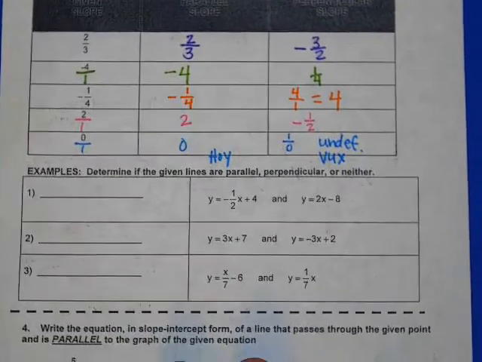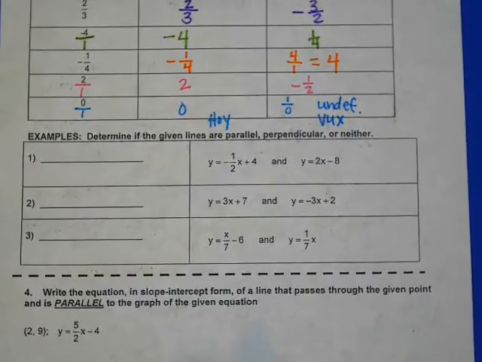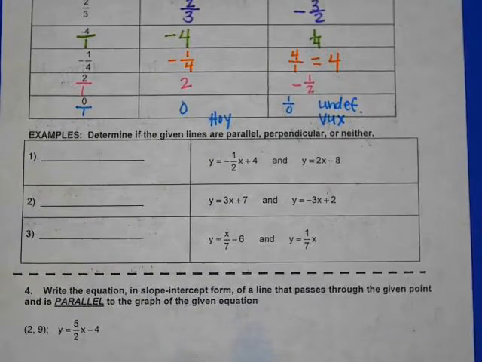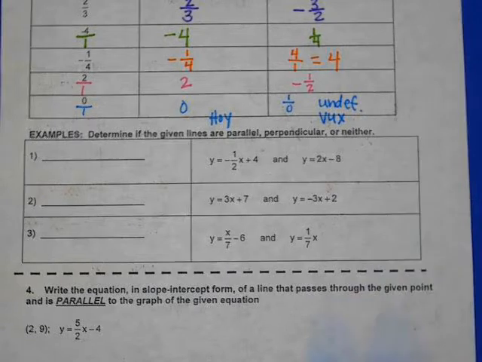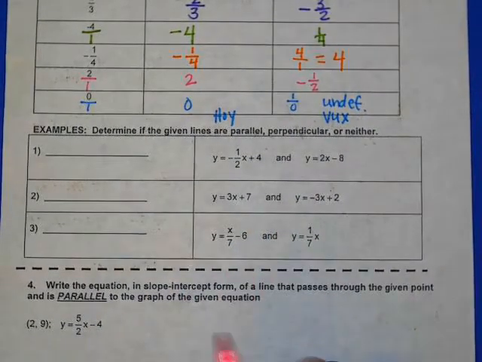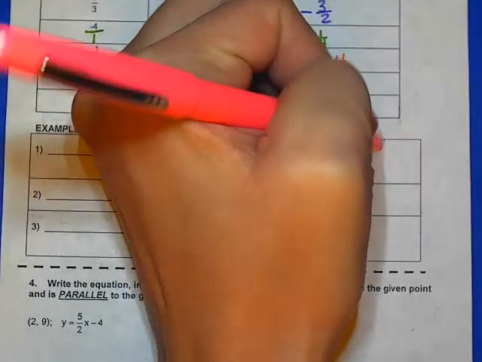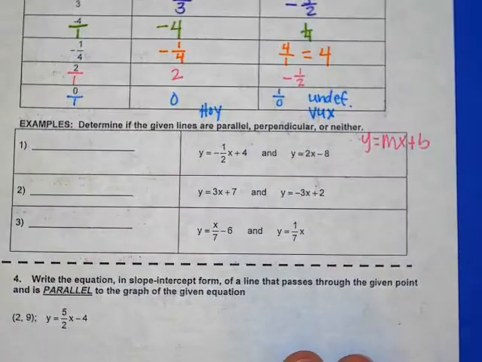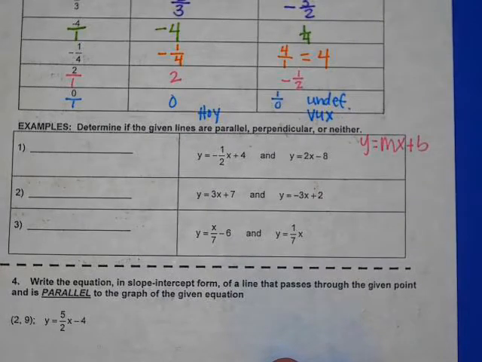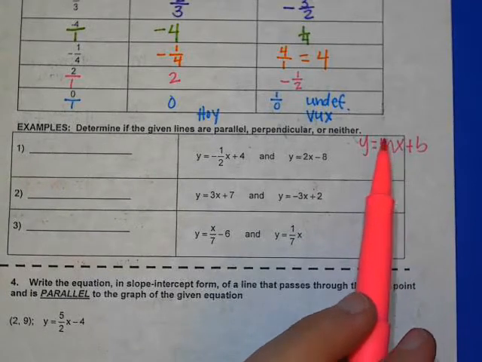All right, examples 1, 2, and 3. Determine if the given lines are parallel, perpendicular, or neither. So, what am I looking at when I'm trying to decide if they're parallel, perpendicular, or neither? The slope. Okay, I'm looking at the slope. You can look at the equations and tell that they're y equals mx plus b, right? All of them are in this form. So which letter represents slope? M. Okay, the number right in front of x.